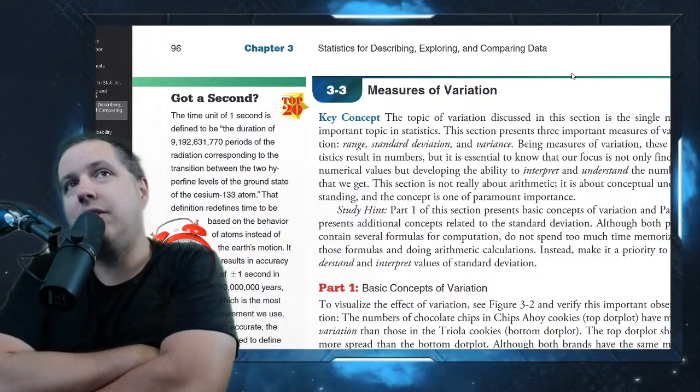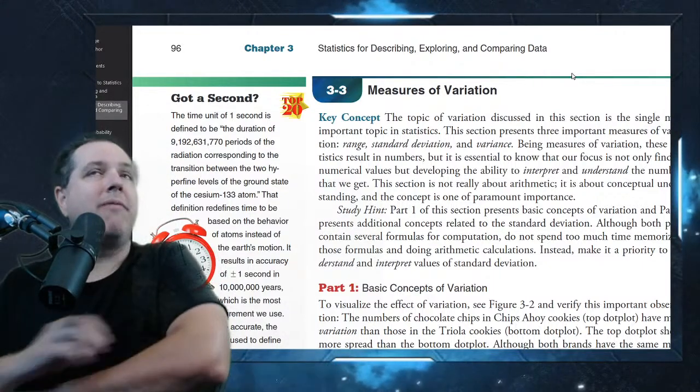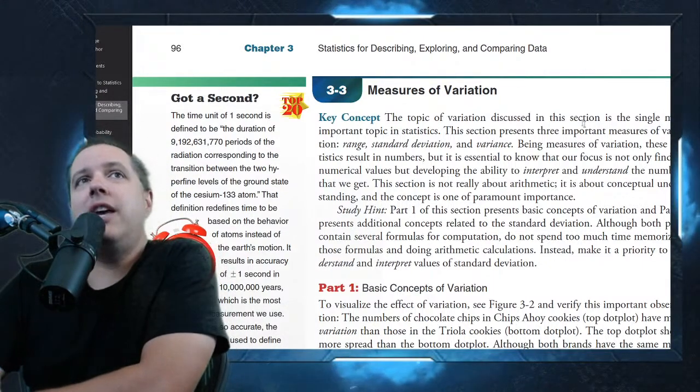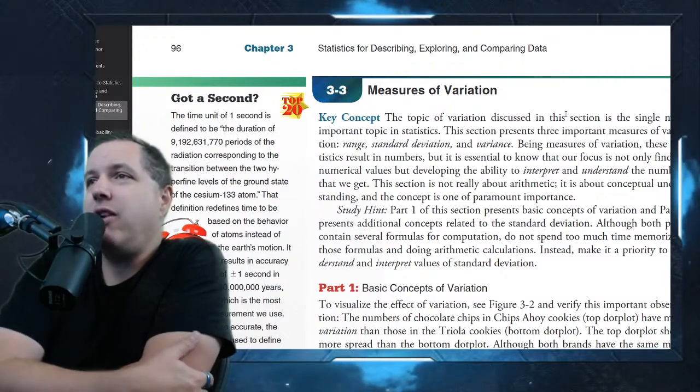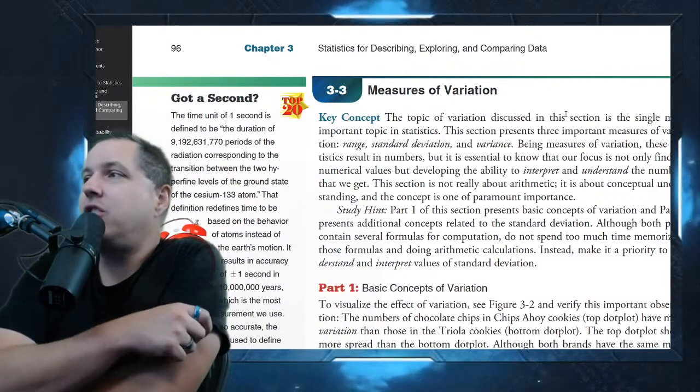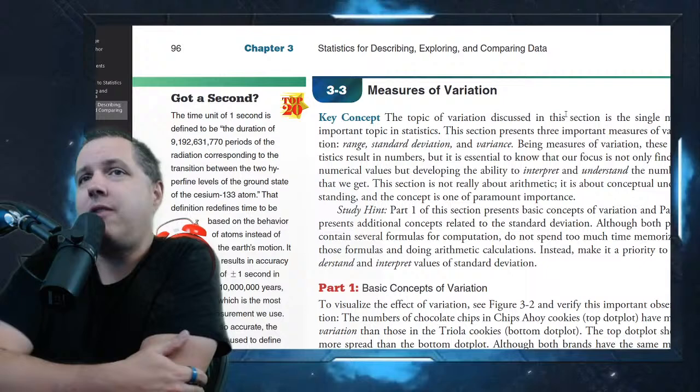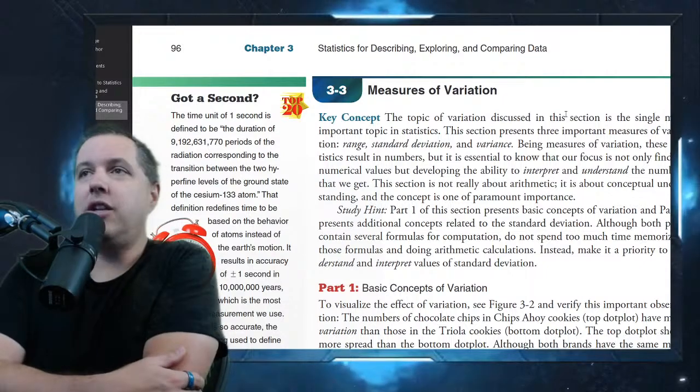So we're going to talk about the standard deviation today. We have measures of variation, and just like with the measures of center, there are various measures of variation. There are different ways to talk about that, although this one is a little more clear-cut.